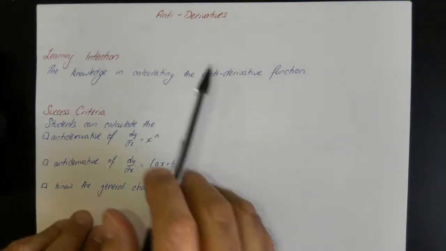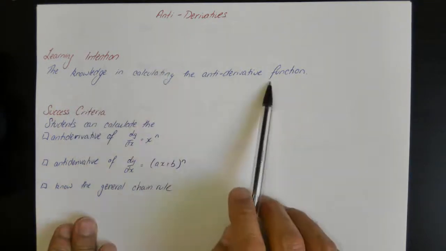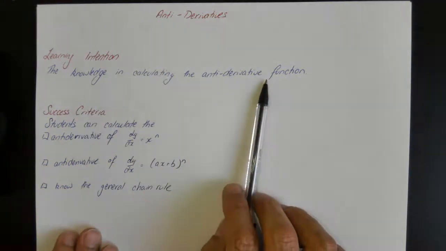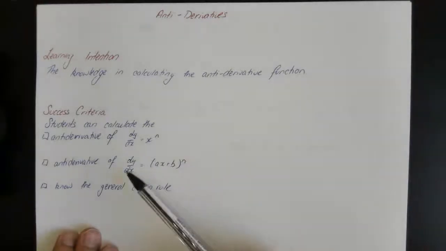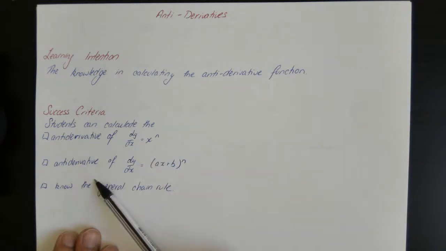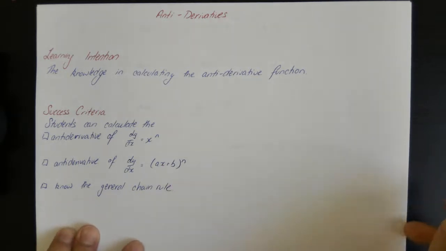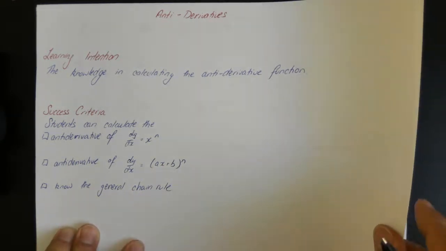Okay, so today we're looking at antiderivatives. Our learning intention is to be able to calculate the antiderivative function. It's important that you are able to calculate the antiderivative of dy over dx equals x to the power of n, the antiderivative of dy over dx equals (ax plus b) all to the power of n, and know the general chain rule.